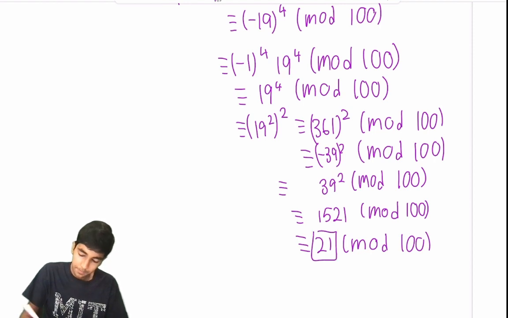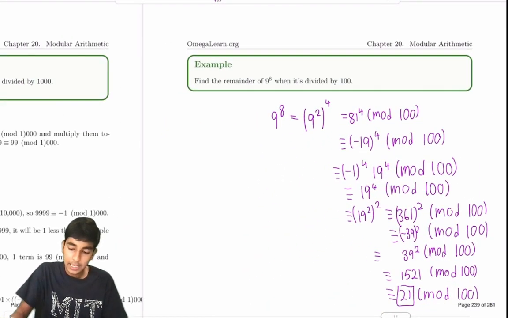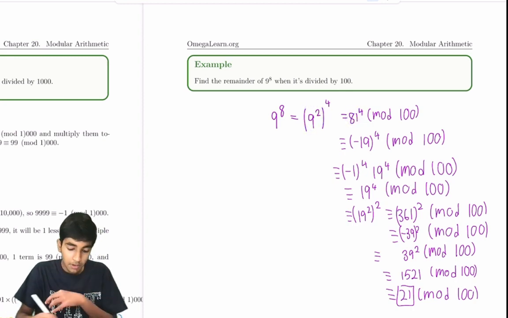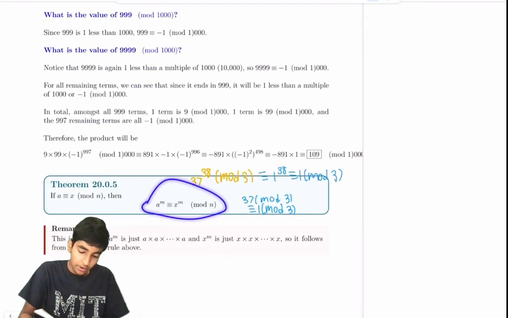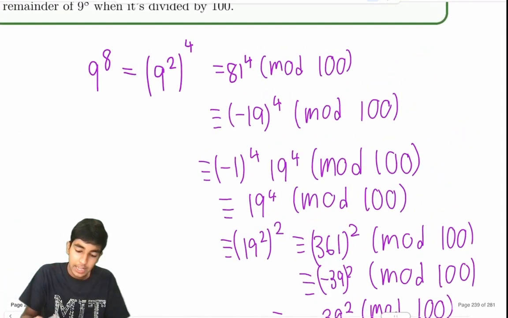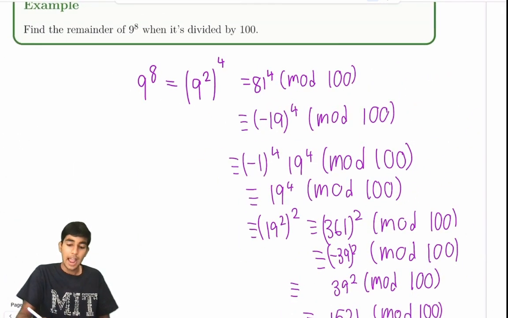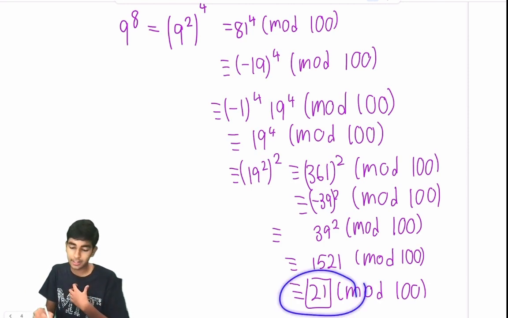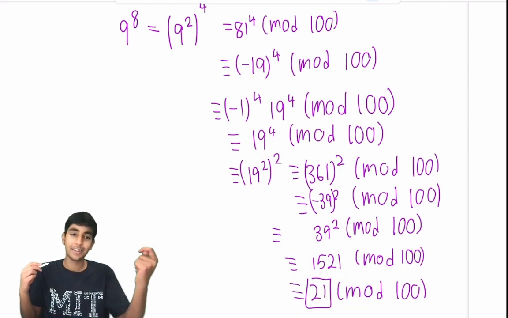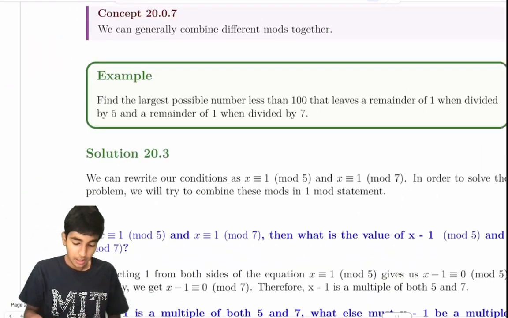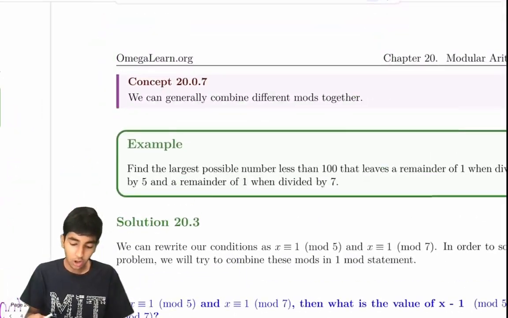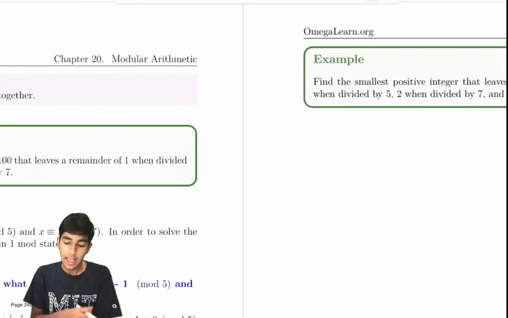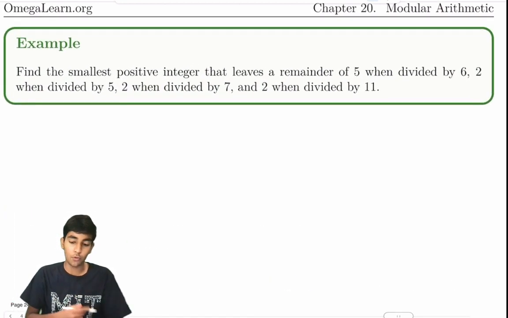21 is our answer. So the key idea here was organizing the exponents and then simplifying this inside term using this rule, right? Because we can just simplify the inside part of it, mod 100, and then we get a much simpler expression. We kept doing that until we got just a simple number, 21. Okay. Now, there's also a strategy where you can combine different mods together. And let's explore that in this problem over here.